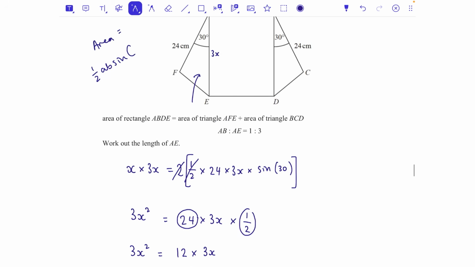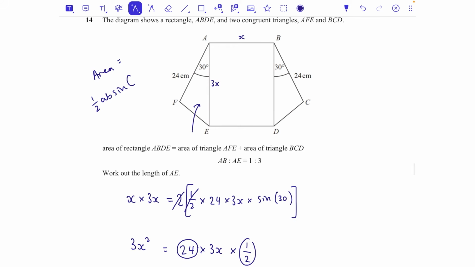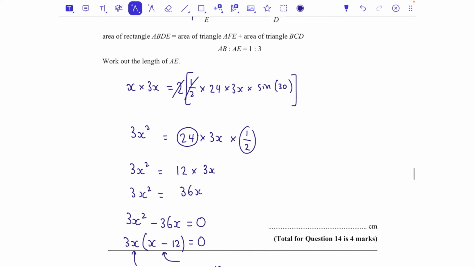And they wanted the length of AE. So if we know that x is 12, that's going to be that length. And so the length of this side is 3 lots of that. 3 lots of 12 is 36. So that was my answer for 4 marks.